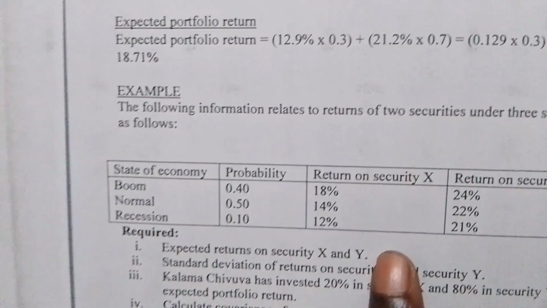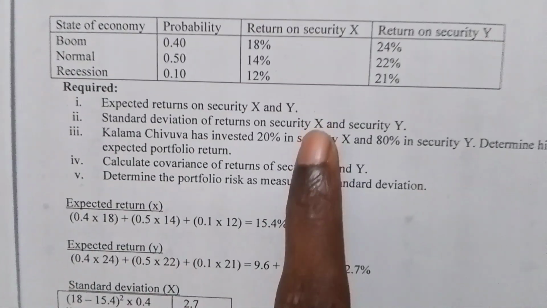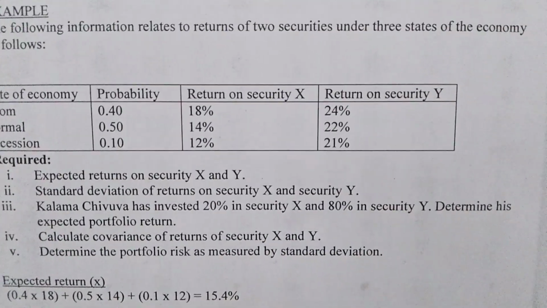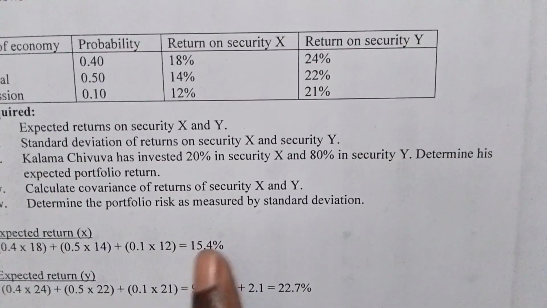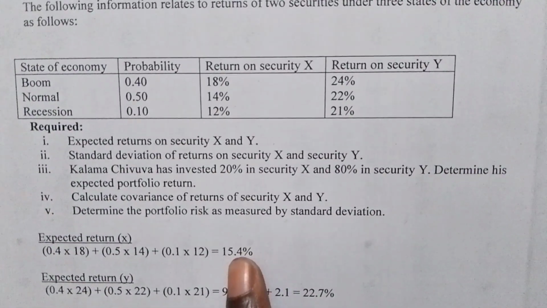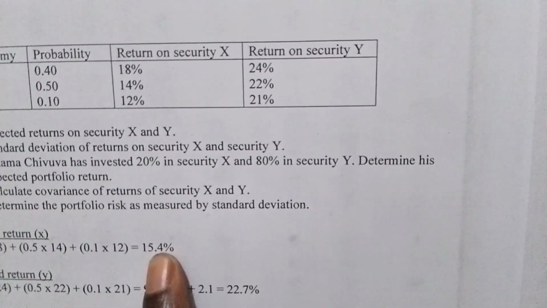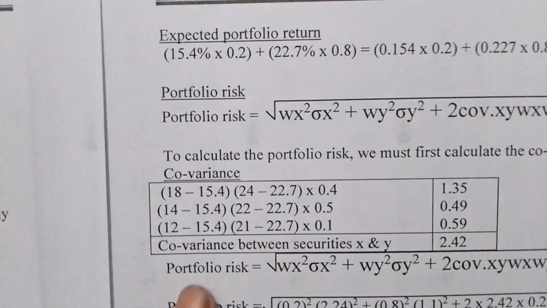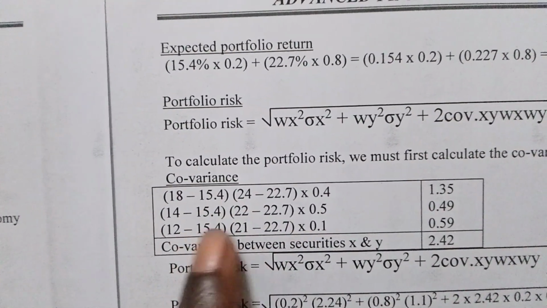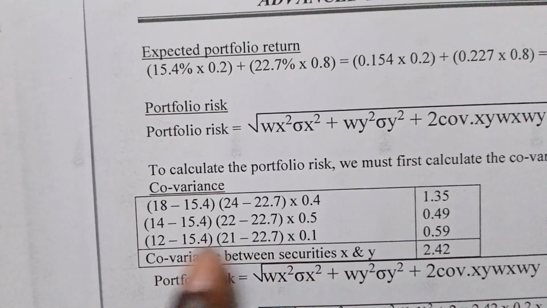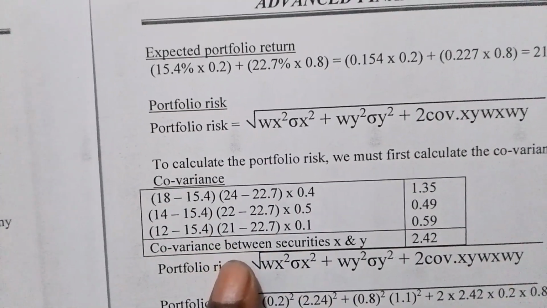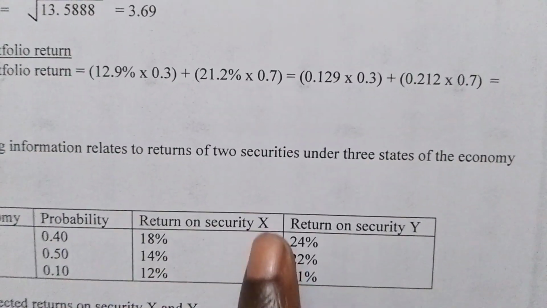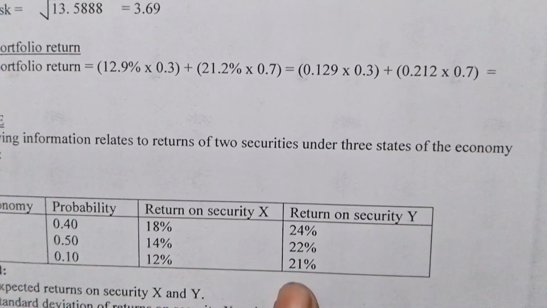In each case, you will less 15.4, the expected return. And then once you have done that, you expect something like this, 18 minus 15.4, 14 minus 15.4, that way. Then you multiply by that of Y now, because Y, what we have is 24, 22, and 21.